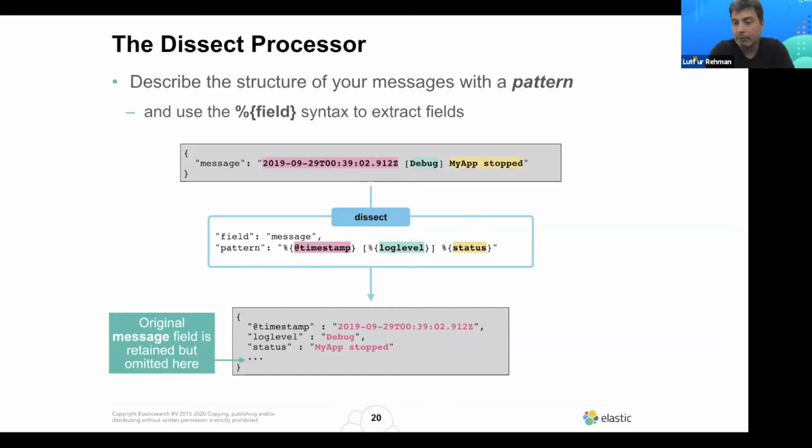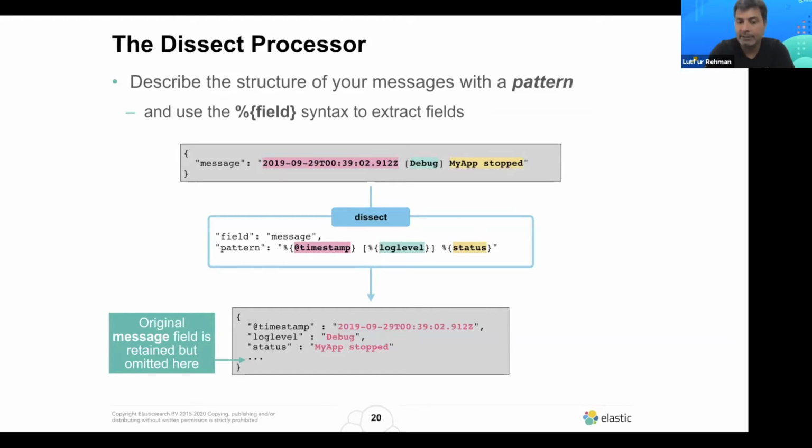Then I have a space, because I want to drop that space and that bracket again. I would like to discard that bracket. Then a percent sign, curly bracket, and the name of the field, which is log level in this case. So this value, debug, without those brackets, will be saved in a field called log level. Again, I have this bracket outside the curly bracket because I would like to discard it, and a space again, followed by a percent sign and status within curly brackets. So the last value, including the space between my app space stopped, will be saved in that status field.